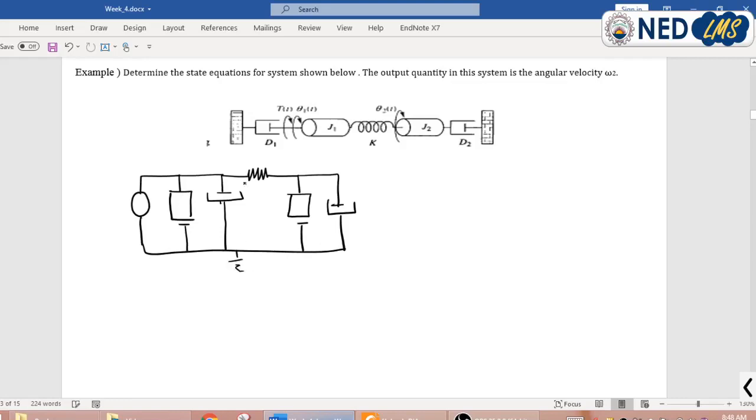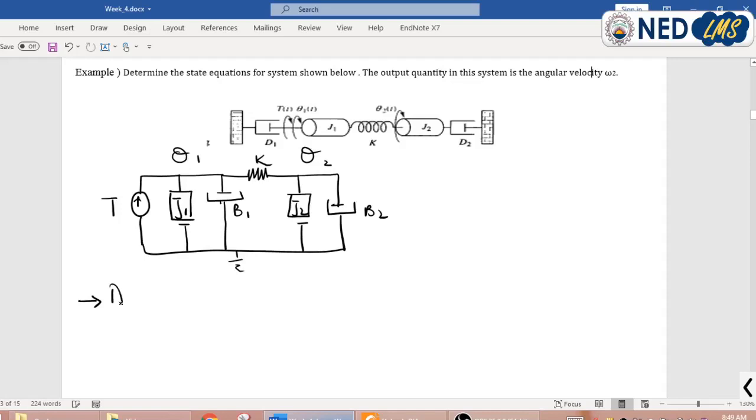So this is my reference node, this is my input torque T, this is J1, this is my B1, this is J2, this is B2, and this is basically my spring K. This node is theta 1, this is theta 2. So first of all we have drawn the free body diagram. Now we want to write the node equations.